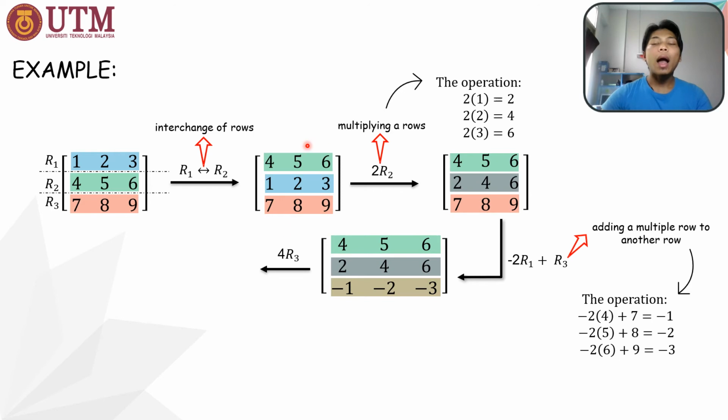So I will add another operation, which is multiplying a row. It's simple, it's the same as this.